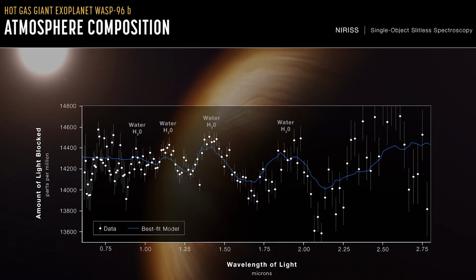The last image that was released by NASA today is that of WASP 96b, which is a planet orbiting a star about 1,150 light years away. Now, this isn't really an image per se like the others we looked at today. This is more of a chart showing the atmospheric composition profile of this planet.